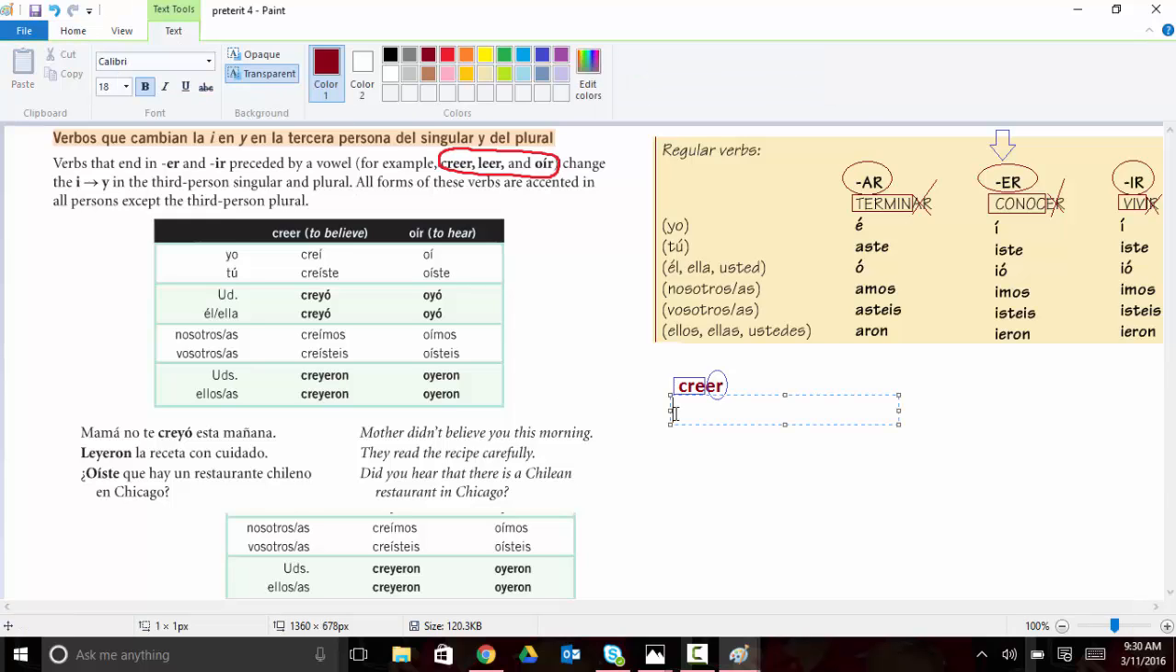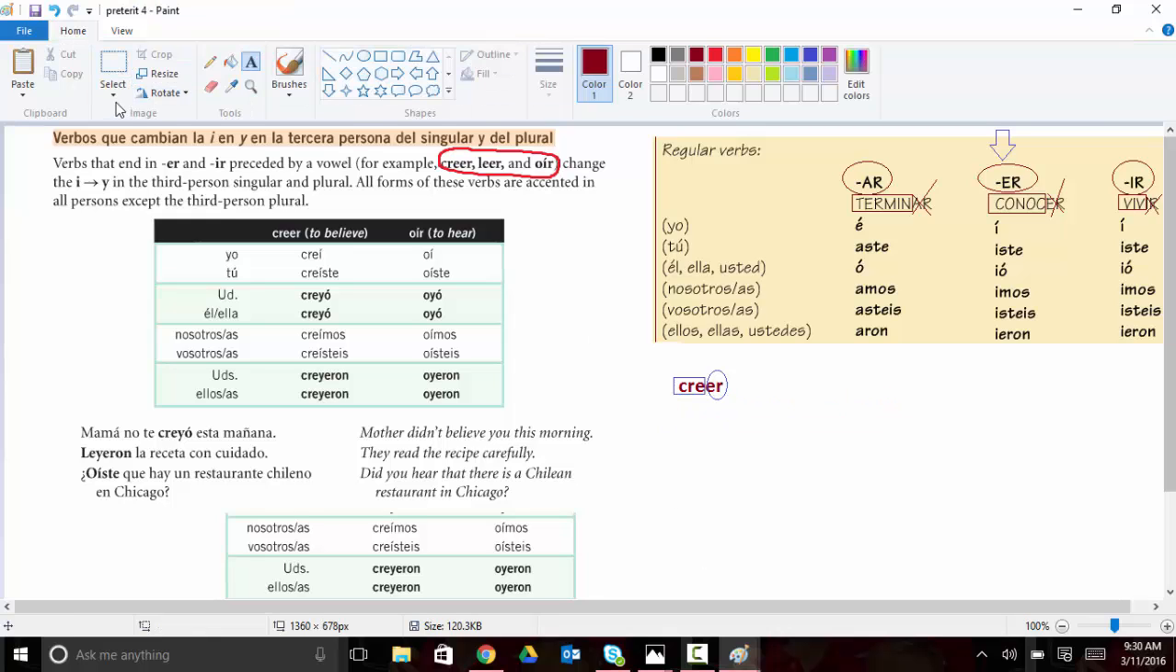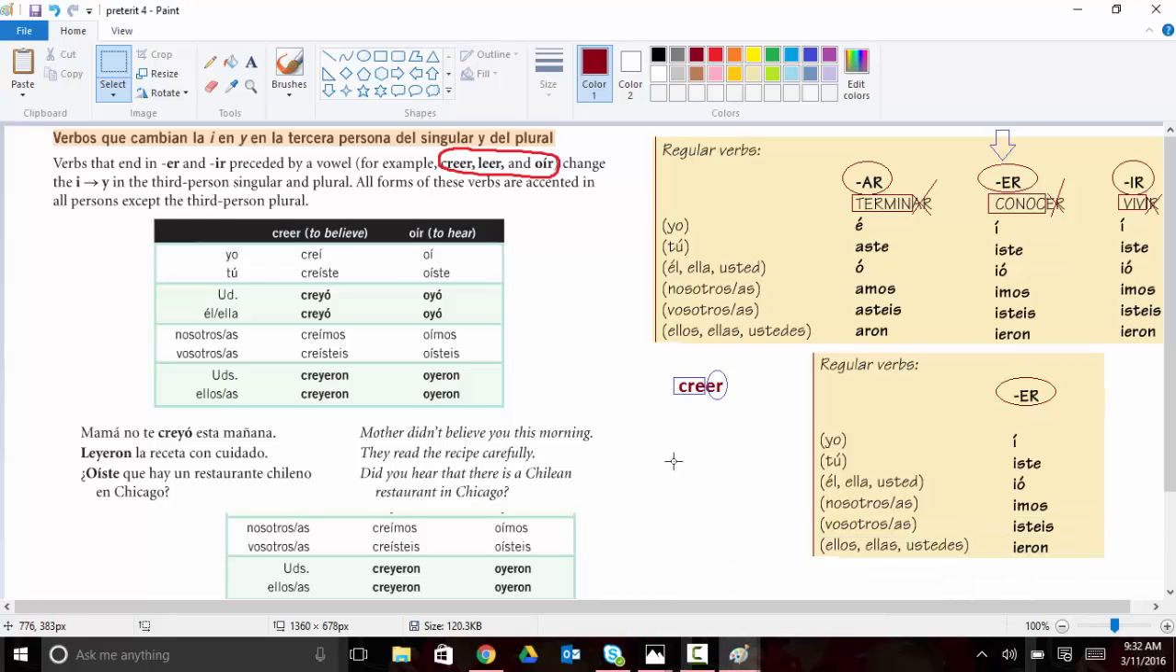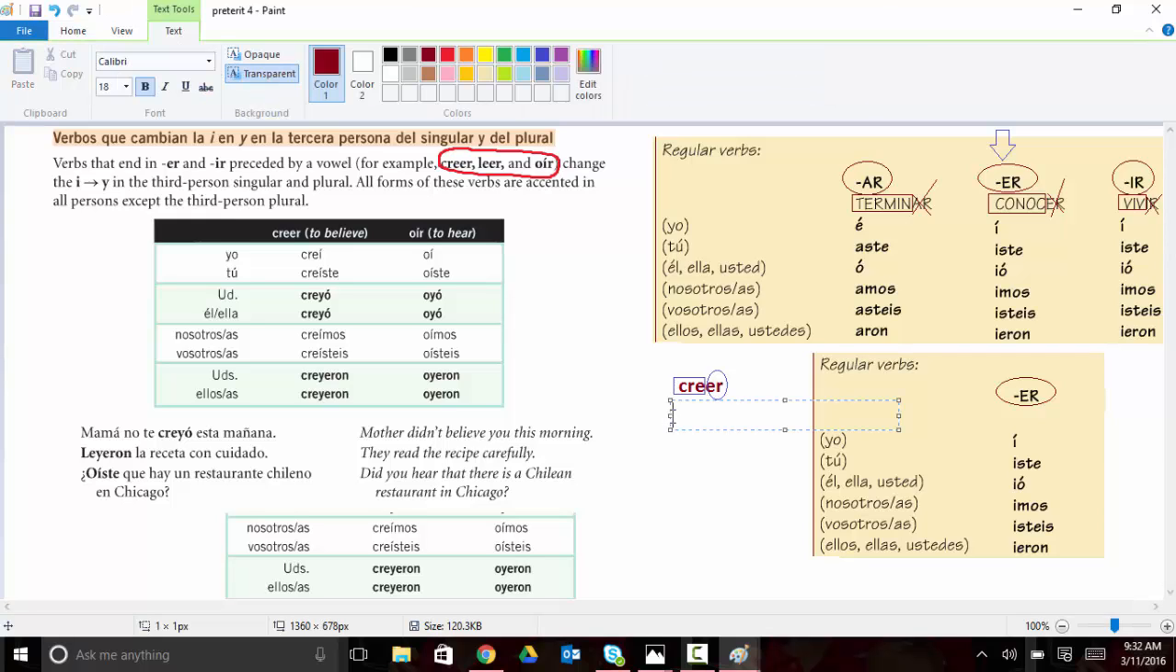and I didn't do anything to it, I just followed the rules, it would be, let me actually move this. Okay, because creer is an ER verb, I'd be using ER endings. So if I started to conjugate creer for yo, I'd keep my stem and then I would just add the I. For tú, I would keep my stem and add the ISTE.